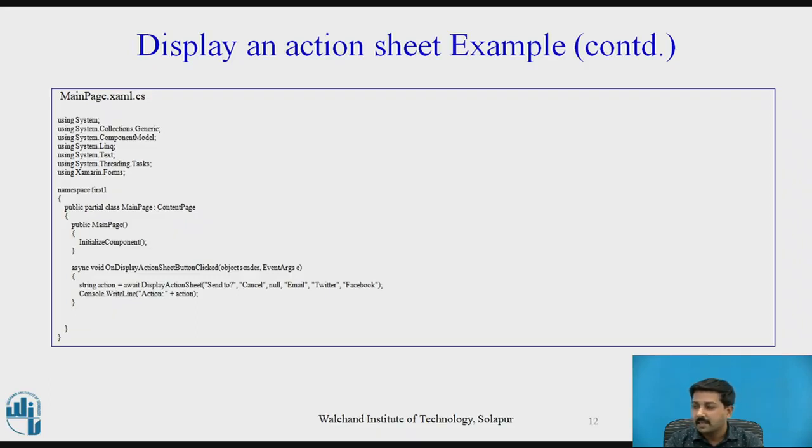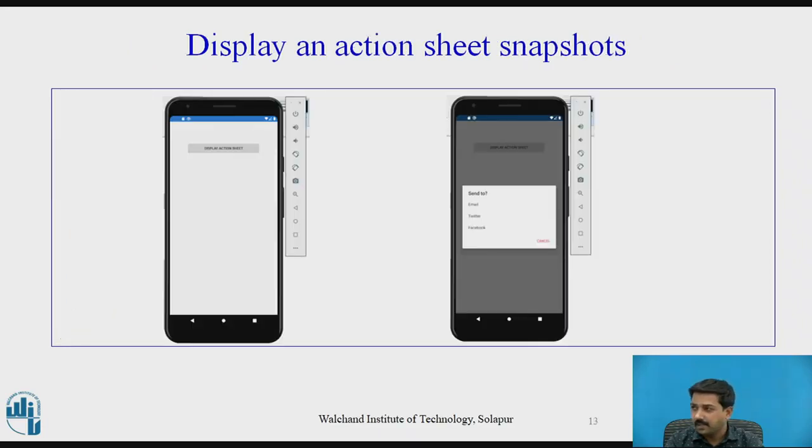So our parameters are: "Send to" as the title, then "Cancel" is our button, then we have to provide null as a parameter, then our actions are Email, Twitter and Facebook. Again, we write the message in the output window with the help of the Console.WriteLine function: "Action" plus action.